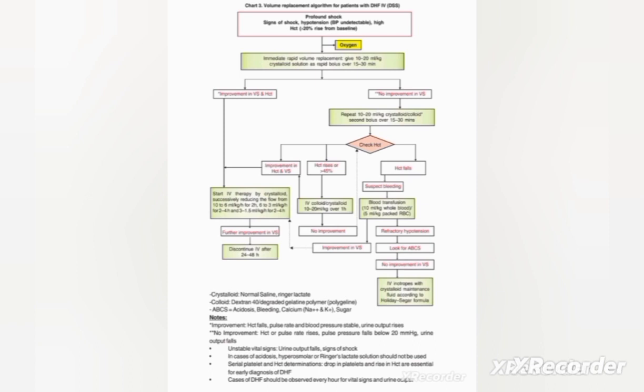If there is a fall in the hematocrit, we have to suspect bleeding again, and blood transfusion, platelet transfusion, or whatever it is, RBC or whole blood, all this transfusion has to be done. And we have to assess for refractory hypotension, acidosis, bleeding, calcium levels, sodium and potassium levels, and the sugar levels also. And if there is no further improvement, we have to do emergency management like inotropes. So these all are the management of dengue fever.